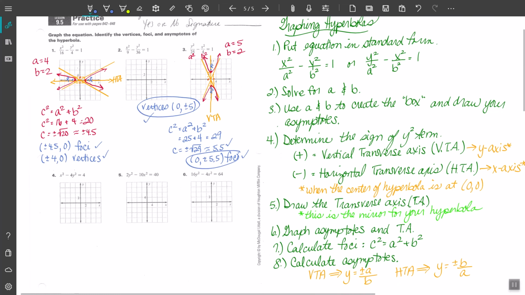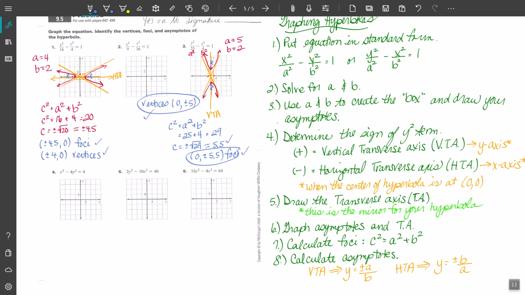And then they want us to calculate the lines for the asymptotes. So again, that's number 8 here. If we're going to calculate the asymptotes, in this case we have a vertical transverse axis, so our equations are going to be y equals plus or minus a over b x. So y equals plus or minus, then our a is 5, our b is 2, and then we'll stick the x on there. So those are the two equations: y equals 5 halves x or y equals negative 5 halves x.